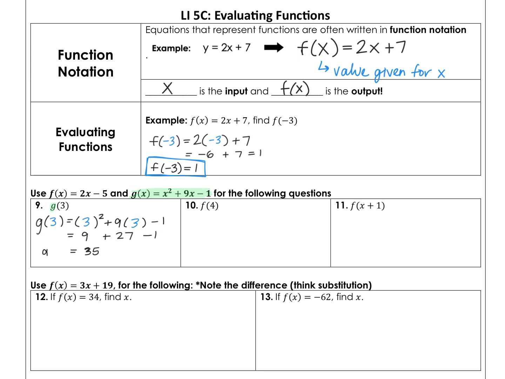Okay, so g of 3 is 35. Can you please try number 10? Pay attention. Did you notice what equation you're using? f, not g. So this time you're using this one here, f of x equals 2x minus 5. Just make sure you catch that, so you have to erase it all.